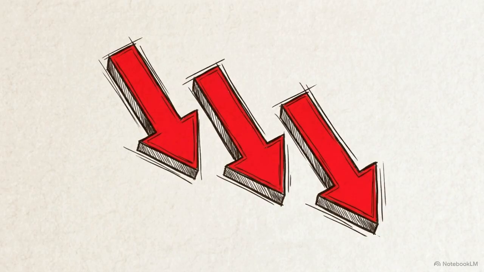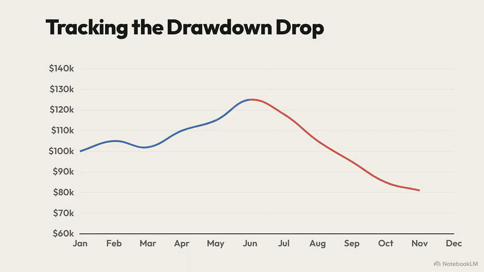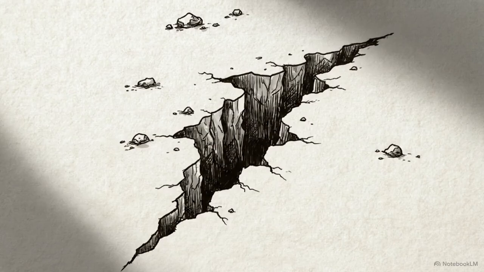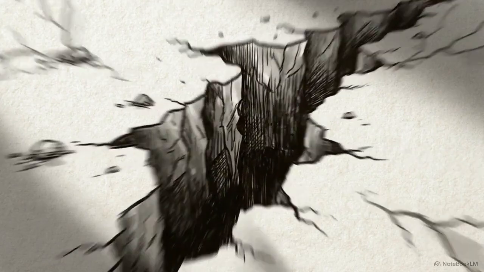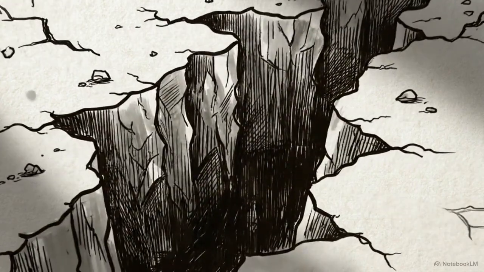Step 3 handles the inevitable reality of losing streaks by managing your drawdown. A drawdown is the percentage your account drops from its highest peak balance down to its current level. Think of a drawdown like falling into a hole. A shallow drop is easy to climb out of. A deep, dark chasm traps you completely.